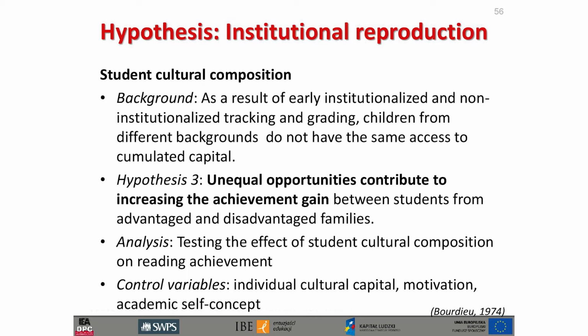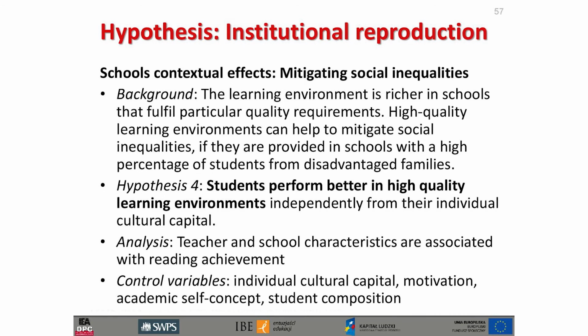And the hypothesis is that unequal opportunities contribute to increasing the achievement gap between students from advantaged and disadvantaged families. And the analysis is testing the effect of student cultural composition on reading achievement while controlling for the other variables. So the next hypothesis is on the school contribution to social inequalities, namely on contextual effects.